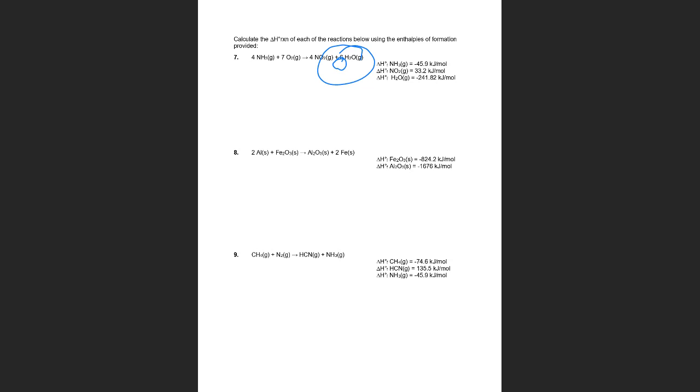Okay, so these are my reactants. These are my products. And when I look, I've got standard enthalpies of formation right here in a little table. What's missing is the standard enthalpy of formation of oxygen. Here's oxygen. I've got 7 of them. Well, that value is 0. Okay.